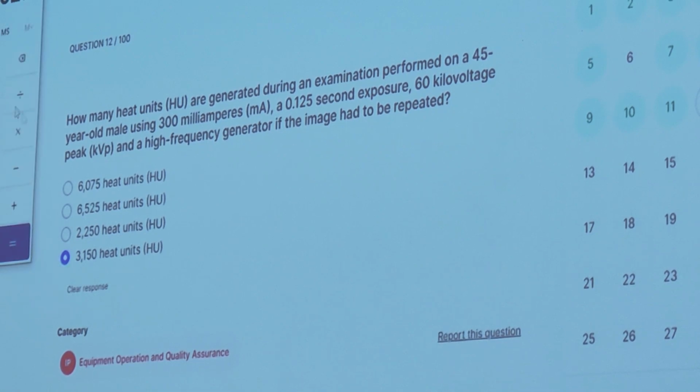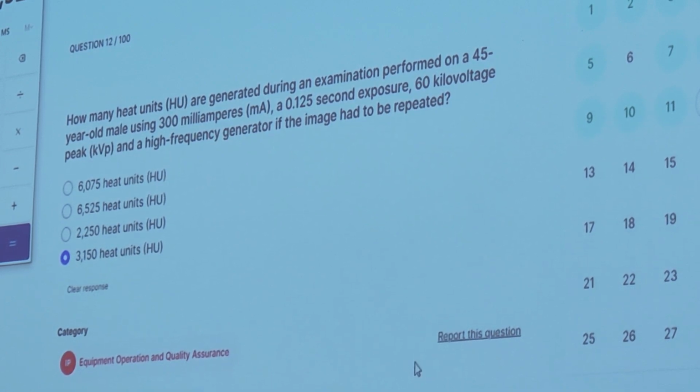Was kVp. So all right. Let's just choose the closest one and see what happens. Now, I do notice that one of these does happen to be double this for some reason. Hold on, let me do this. Exactly double? Exactly double. Interesting.